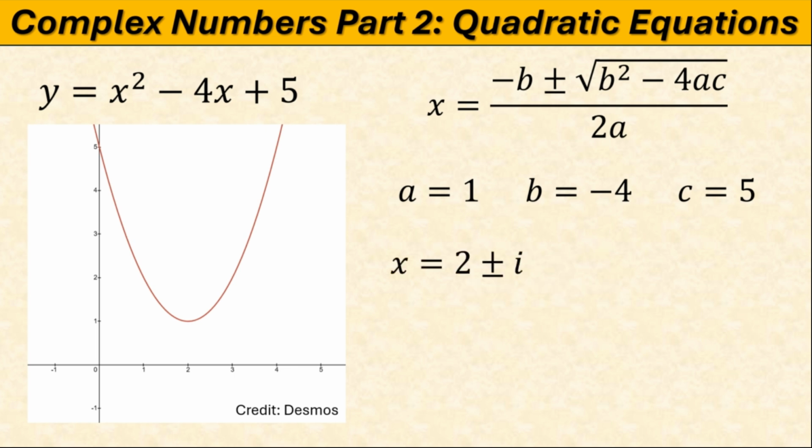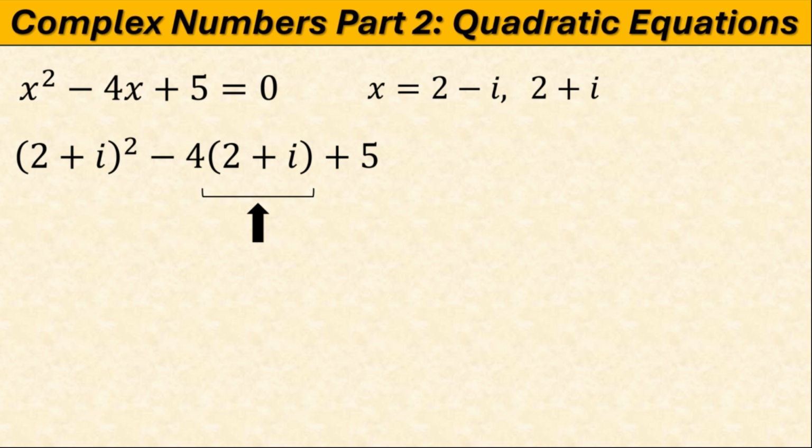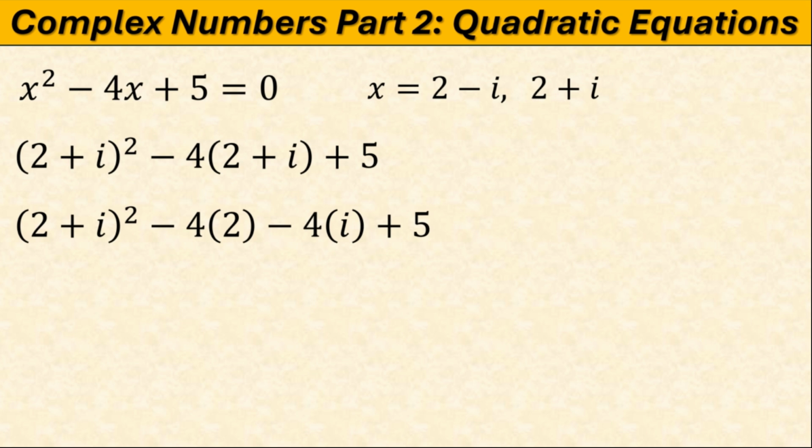And so, despite our roots not being visualized on this graph, there are still two roots, being 2 minus i and 2 plus i. Roots are the solutions that set the quadratic equation equal to 0, so now we can test this. I'll test the solution 2 plus i and plug it into the equation as x. First, I'll distribute the 4 over the 2 plus i. Expanding this and simplifying gets (2 plus i) squared minus 8 minus 4i plus 5, and seeing the two terms negative 8 and 5, we can combine these to get negative 3. So we are left with (2 plus i) squared minus 4i minus 3.